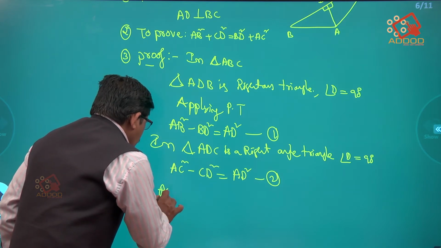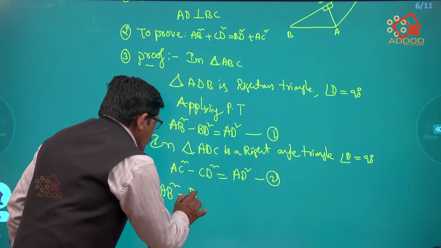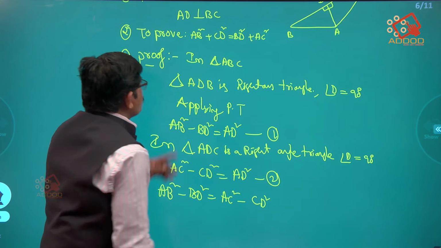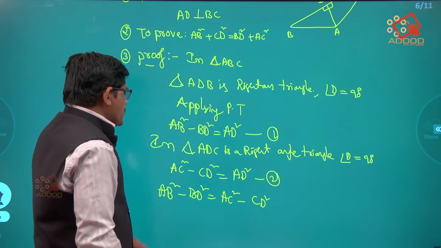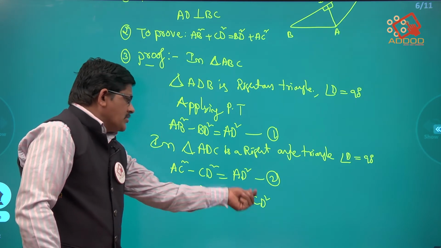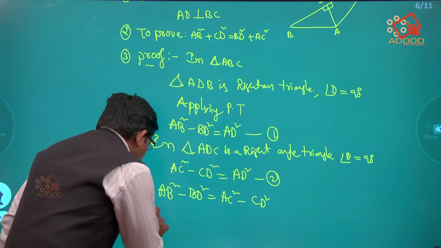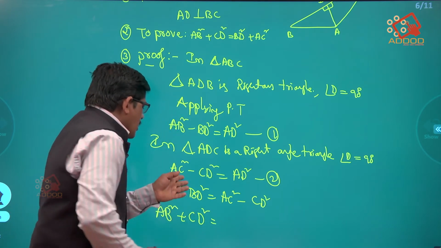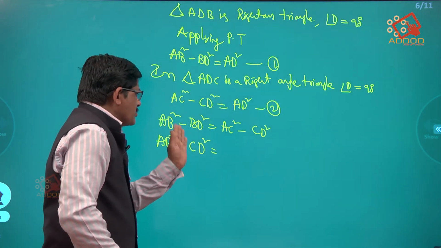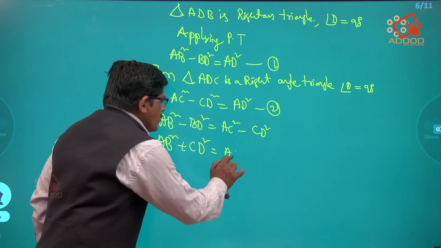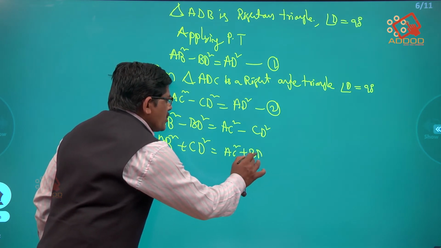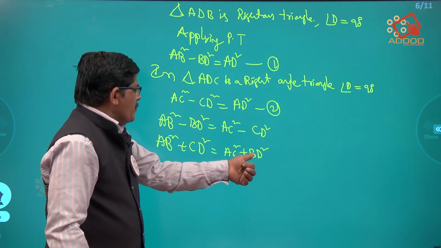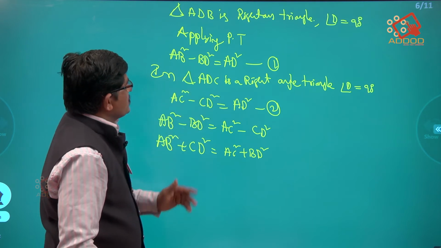AB square minus BD square is equal to AC square minus CD square. What is to prove here? AB square plus CD square. The CD square is a negative value; it comes from the right side to the left side, and BD square goes to the right side. Therefore, AB square plus CD square is equal to AC square plus BD square. Hence proved.